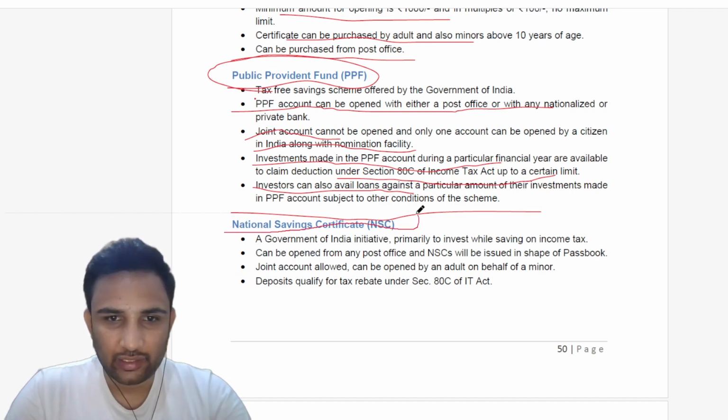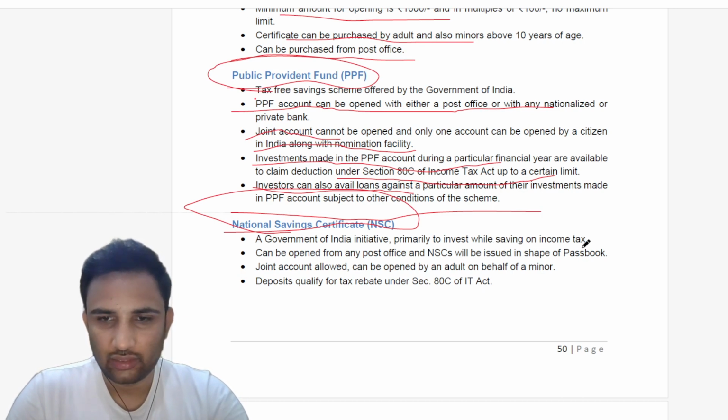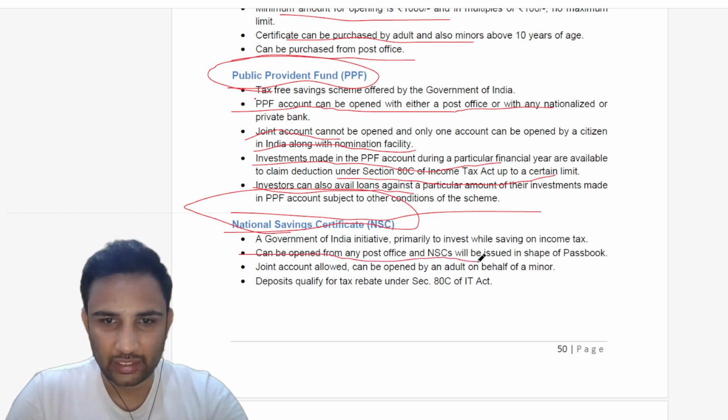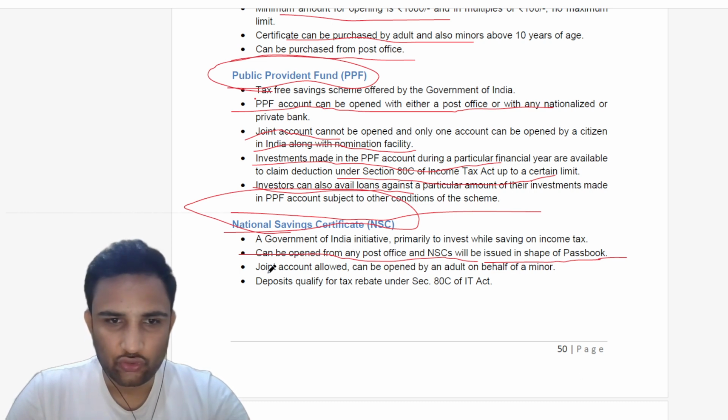National Savings Certificate (NSC), a Government of India initiative primarily to invest while saving on income tax, can be opened from any post office, and NSCs will be issued in shape of passbook. Joint accounts are allowed, and it can be opened by an adult or on behalf of a minor. Deposits qualify for tax rebate under Section 80C of Income Tax Act.